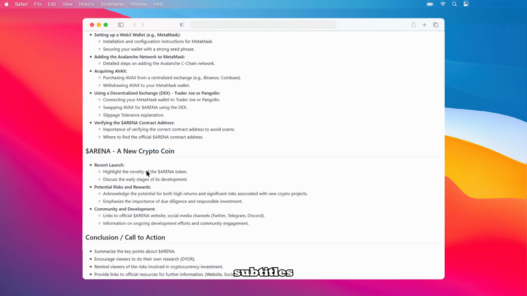Finally, we'll provide you with links to the official Dollar Arena website, social media channels like Twitter, Telegram, and Discord, and information on the ongoing development efforts and community engagement.